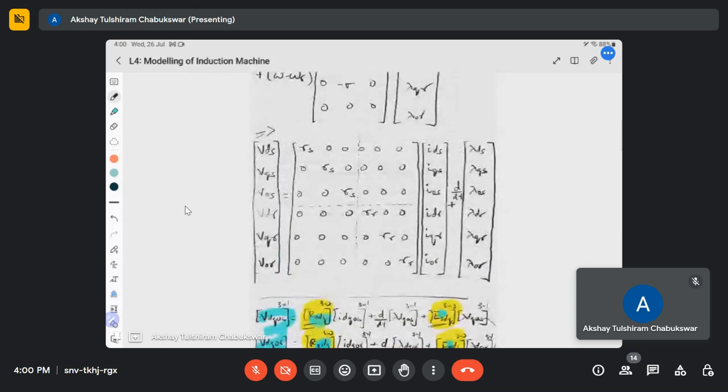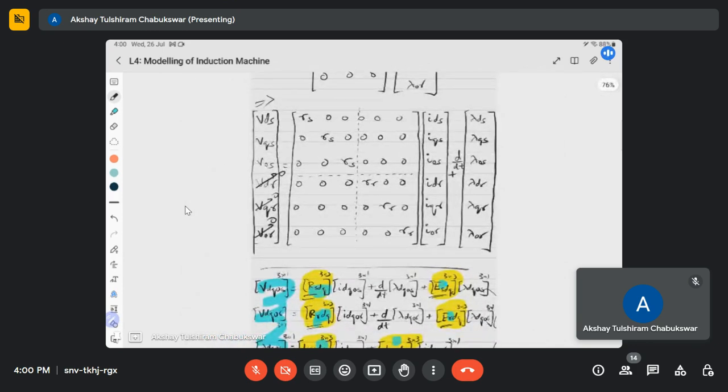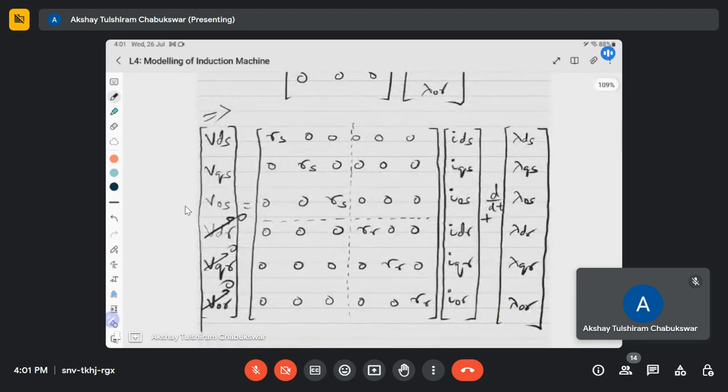So here we observe that if you want to model the squirrel cage induction motor, you put VDR is 0, VQR is 0, VOR is 0. Why? Because the rotor is short circuited, so the voltage is 0. That's why, to have a generic model of an induction motor, we have considered the slip ring or wound rotor induction motor for the study. Why? Because we want symmetry. We want a 3x1 matrix for stator voltages and a 3x1 matrix for rotor voltages. So we consider a very generic model.